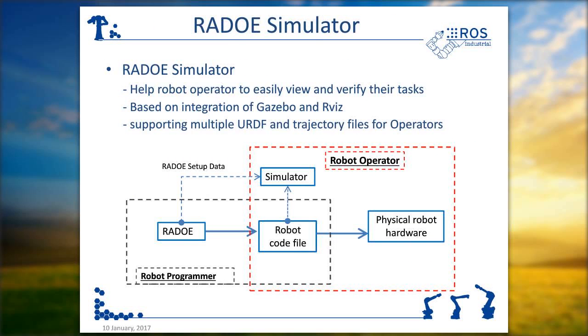We also have a simulator embedded. This helps the robot operator to easily view and verify the task. And we have 2 parts. The first simulator you can simulate in ROS. Another one you can verify in Gazebo. So we are also supporting multiple URDF files and trajectory files for the robot operators.